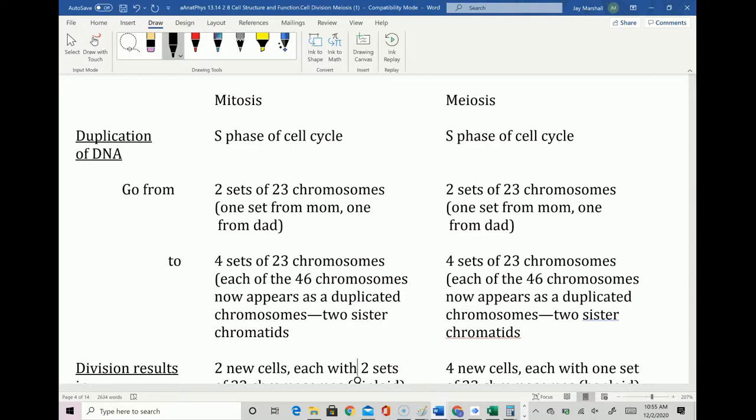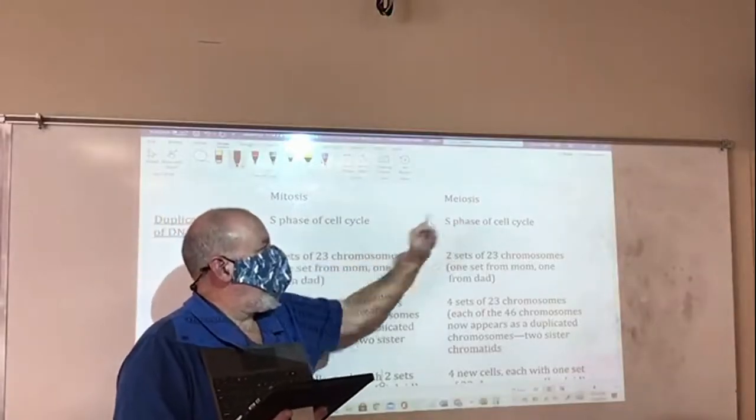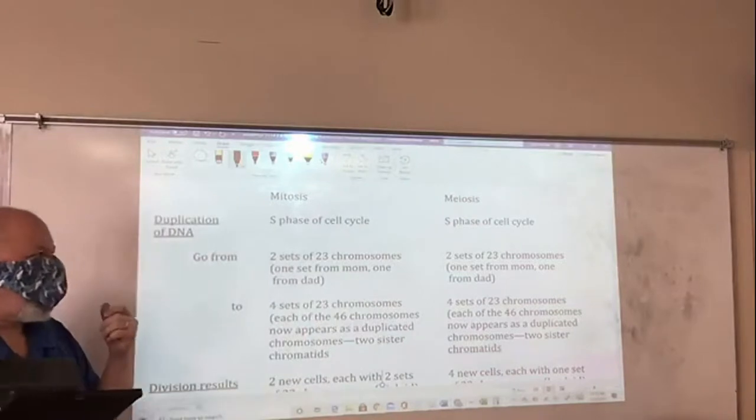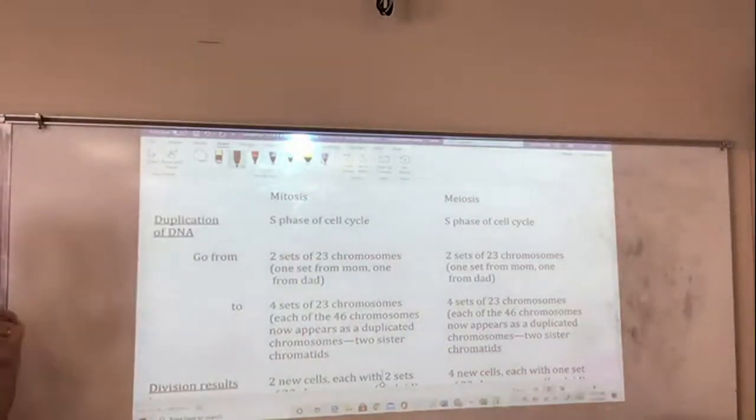First of all, in mitosis and meiosis, where does the duplication of the genetic material occur? It occurs in the S phase of the cell cycle, right? That's what S stands for. It stands for synthesis. So whether I am going through a cell division that gives me a genetically identical set of cells or non-genetically identical sets of cells with 1 set of chromosomes, I start from the same place.